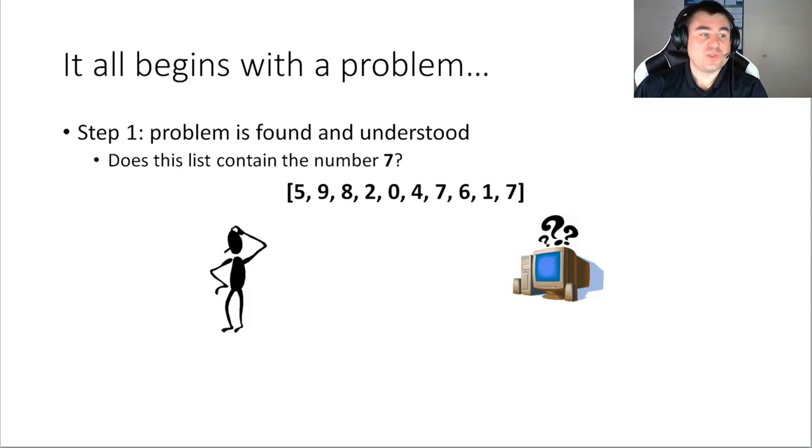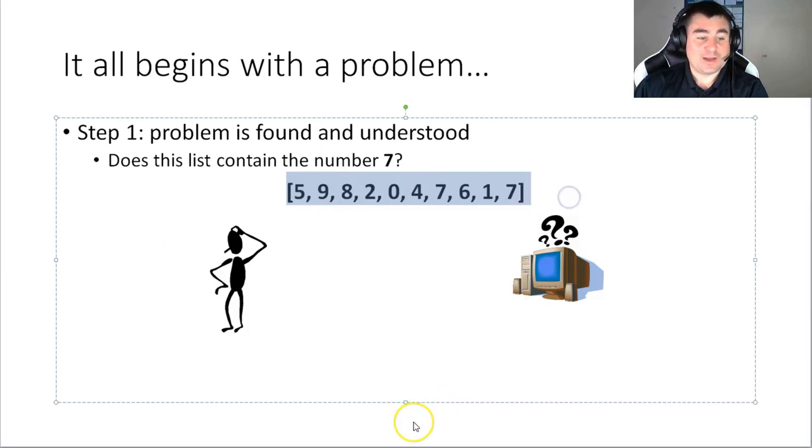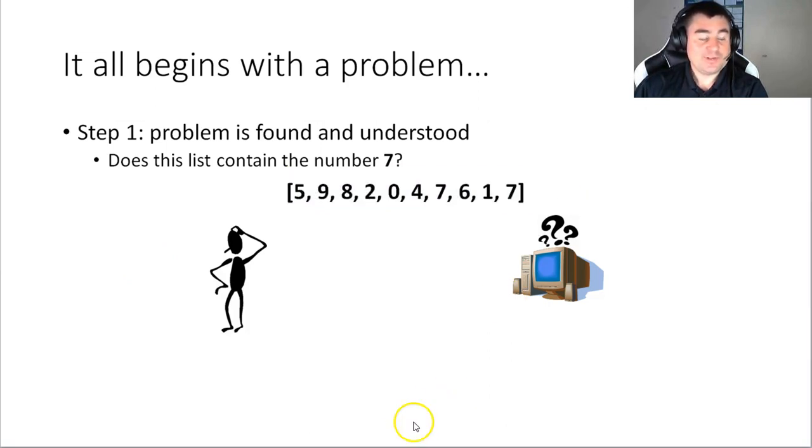It all begins with a problem. Right, so we said first step is problem is found and understood. So let's say, take this problem for example. We have a list here, a list of some elements that are numbers, integers, and the problem is this. Does this list contain the number 7? Right, it may seem trivial to you, and it obviously is, but imagine what if this list is a billion elements long. So with a human eye, it would be hard to tell, right?